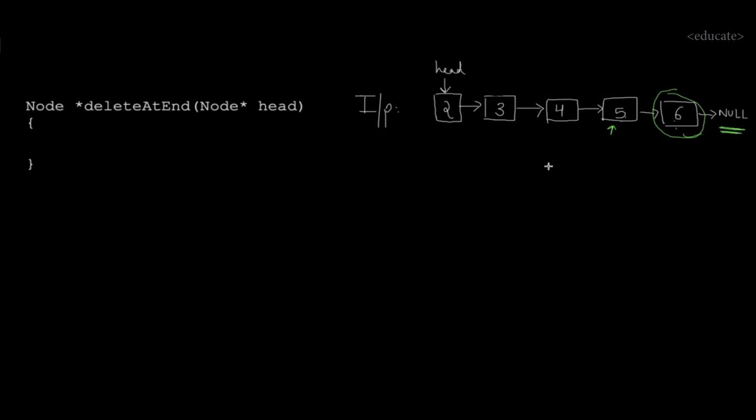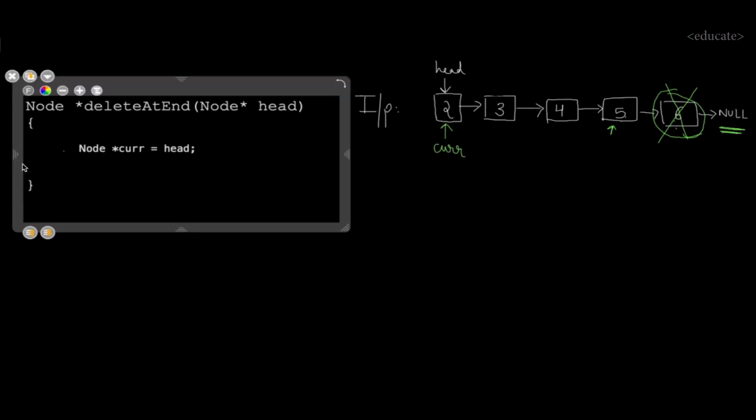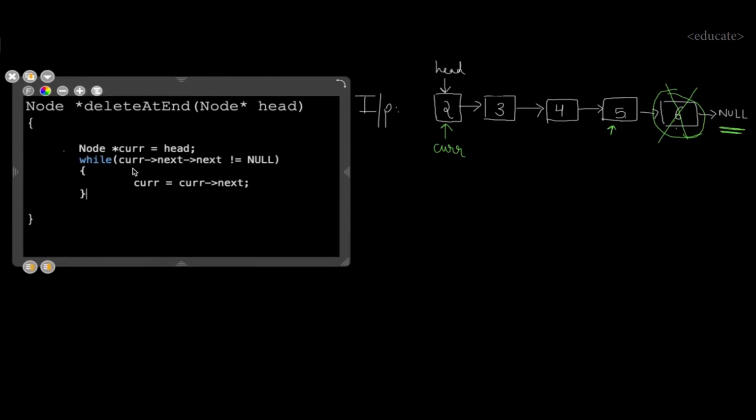So simply we run a loop that begins from head, and this loop stops when current next of next becomes null. And once we come out of the loop, we need to deallocate memory for this node 6 and then simply return the head. So let's see the basic implementation. So first we will point our current to head here. So we need to run a loop until current of next is not equal to null. Till then we are doing current equals current of next.